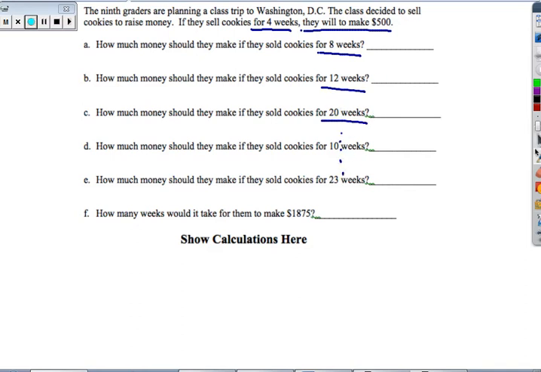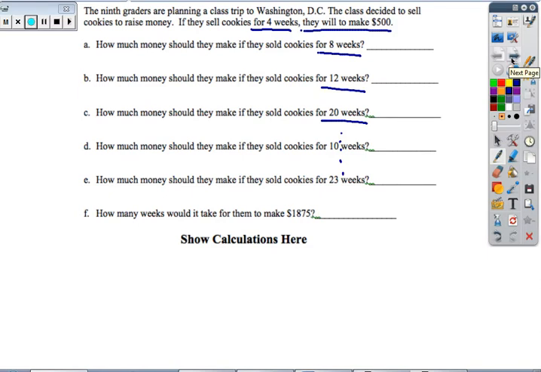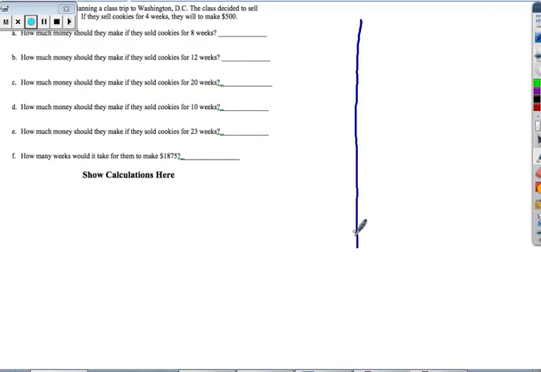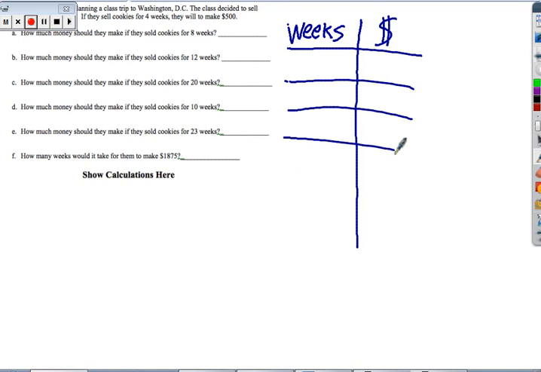My natural inclination when doing a problem like this is to go to a ratio table. What I'll do is I'll go ahead and make myself a table, all right? And the two quantities we're dealing with here are weeks, a measurement of time, and then also dollars. I'm gonna go ahead and make myself some rows here, give myself some room to work with. I'm gonna fill in what I know, and I know that in 4 weeks they're gonna make $500.